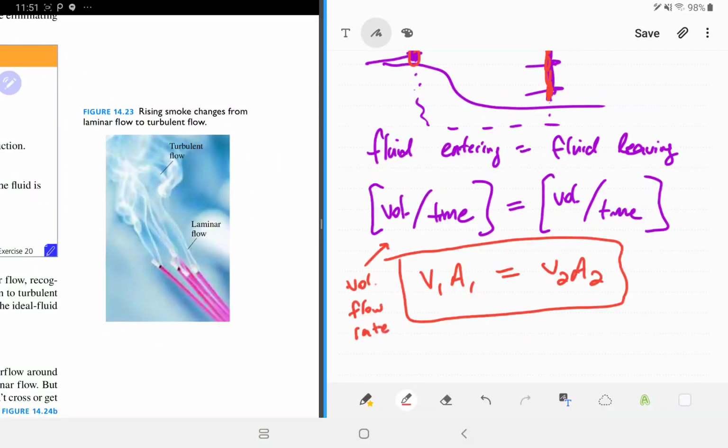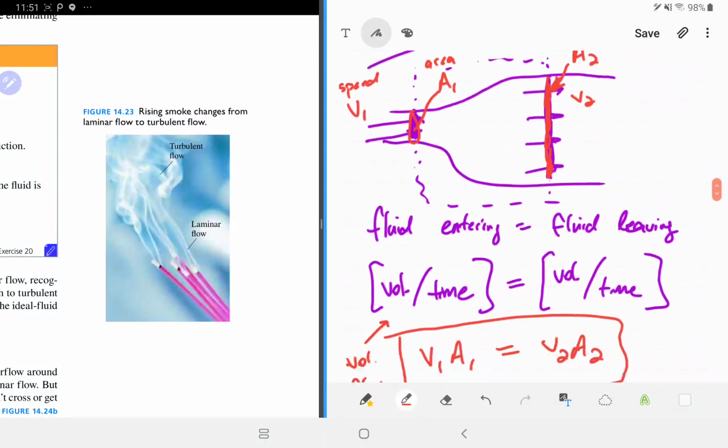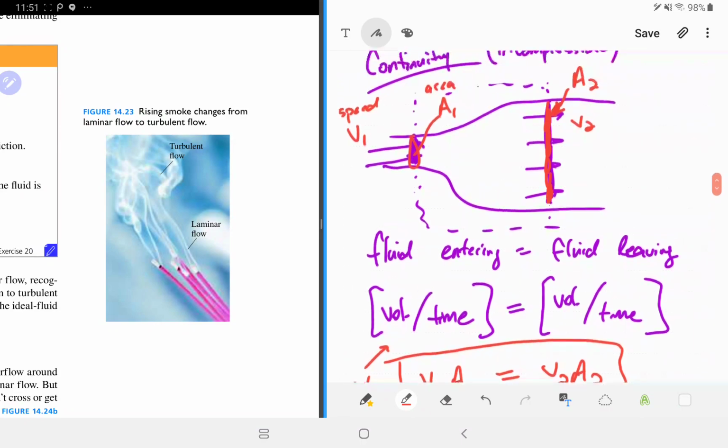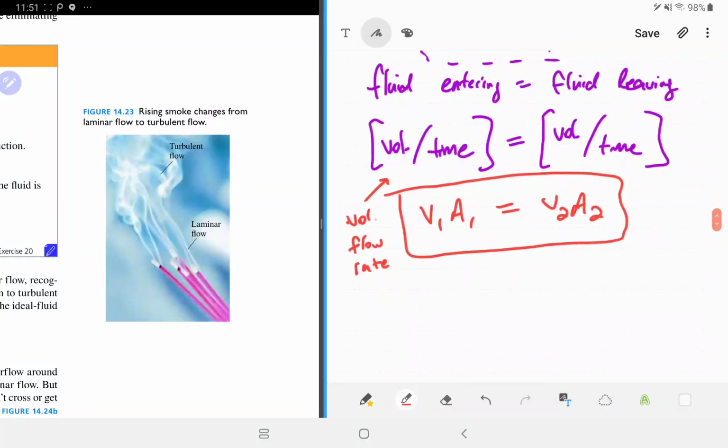So if you have compressible fluids, you have to generalize this equation a little bit and multiply by density and talk about mass flow rates, and just say the mass entering is equal to the mass leaving, because the densities don't have to be equal. But if we just focus on incompressible fluids, we can get away with just this equation right here.